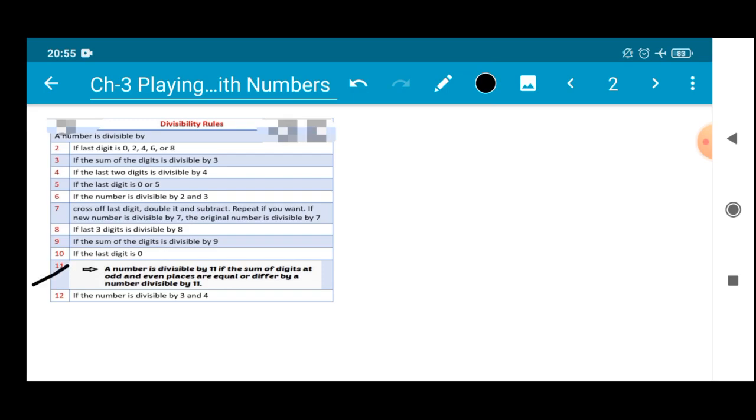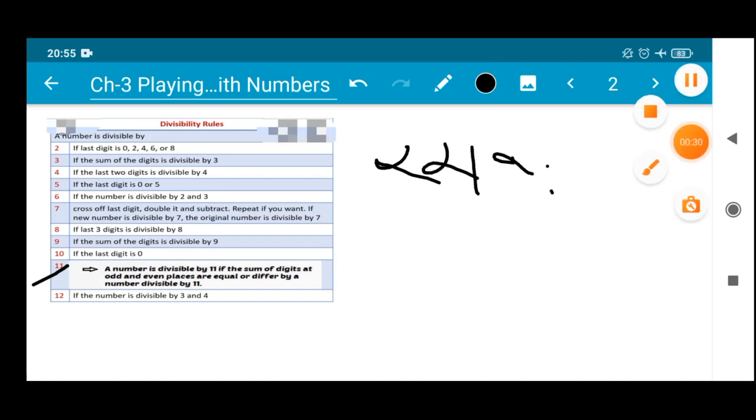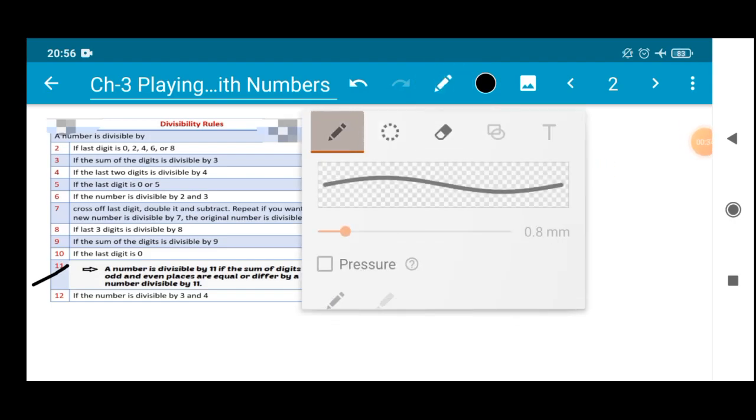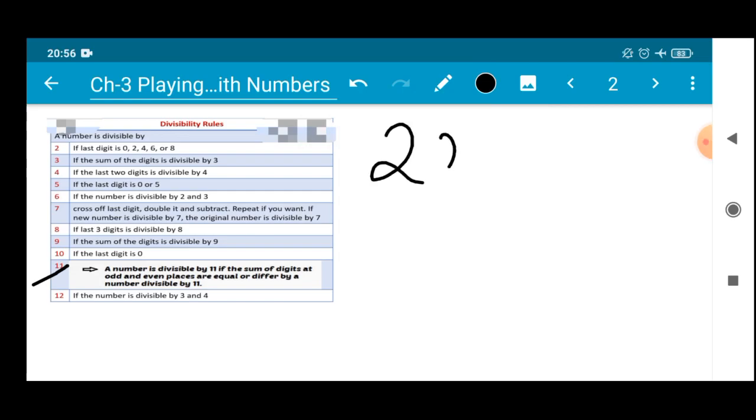So it states that whenever a number is given to you and you have to check whether the number is divisible by 11 or not, then you should know that a number is divisible by 11 if the sum of the digits at odd and even places are equal or differ by a number divisible by 11. So what does this actually mean? Let's take the number 2, 2, 1, 2 and 1. Okay, let me write this number properly: 2, 2, 1, 2 and 1.